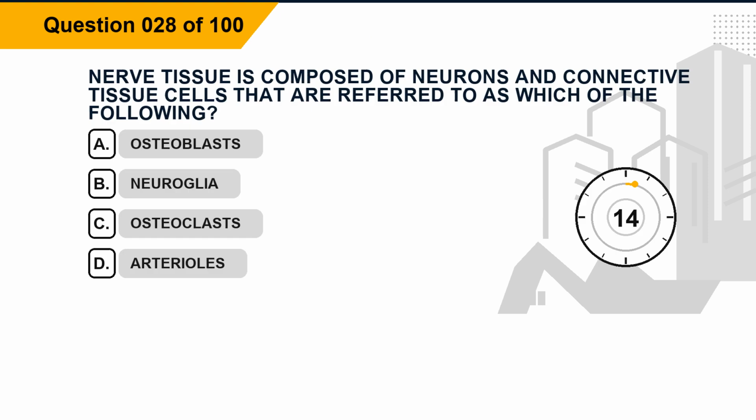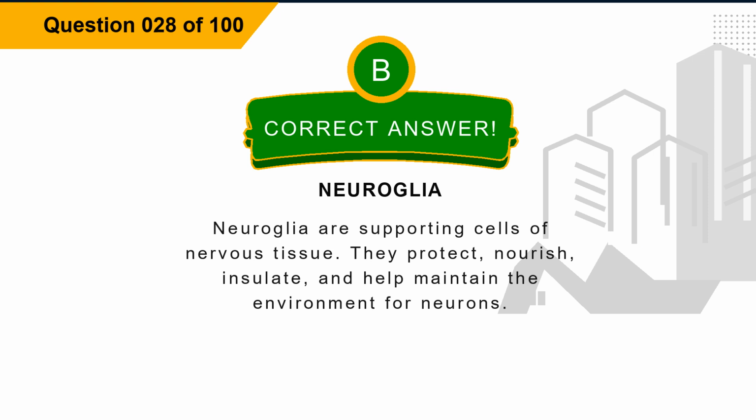Question 28. Nerve tissue is composed of neurons and connective tissue cells that are referred to as which of the following? Option A, osteoblasts. Option B, neuroglia. Option C, osteoclasts. Option D, arterioles. The correct answer is option B, neuroglia. Explanation: neuroglia are supporting cells of nervous tissue. They protect, nourish, insulate, and help maintain the environment for neurons.